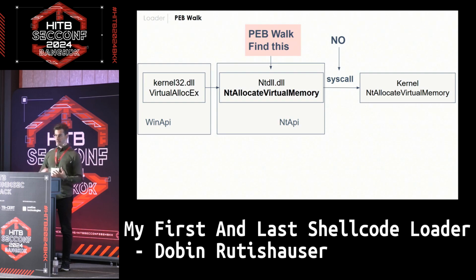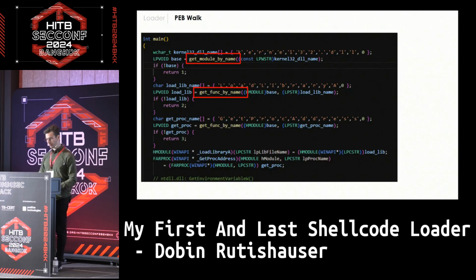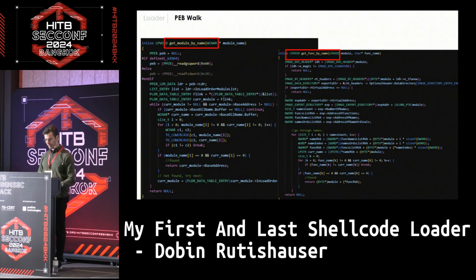In Linux, it's again different. You just issue the system call, which is way easier and doesn't require a PEB walk. So this will be looking like this. We have the get module and get function name in our loader, and this will call even more code, which in my opinion could be signatured pretty easily. So I wanted to have it gone.